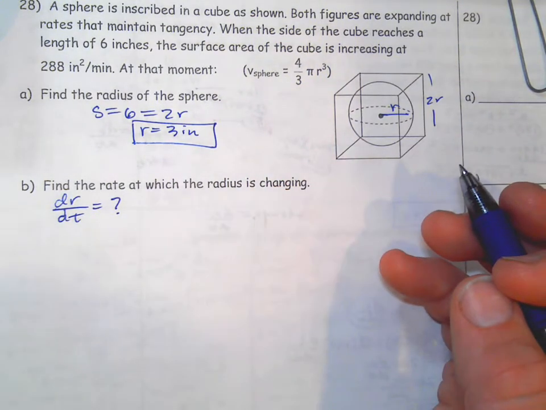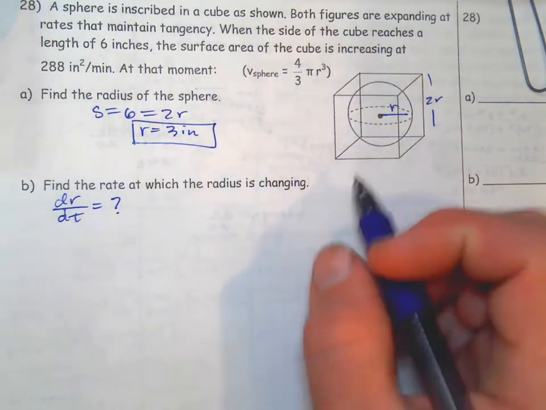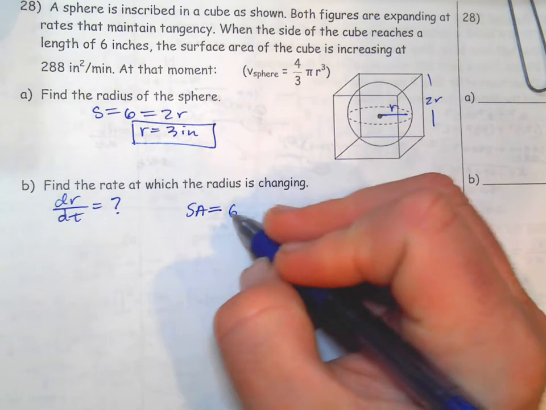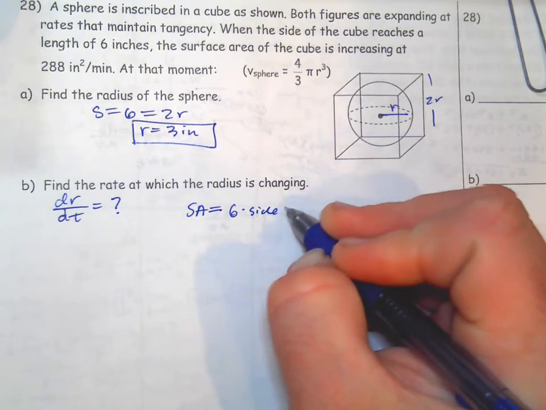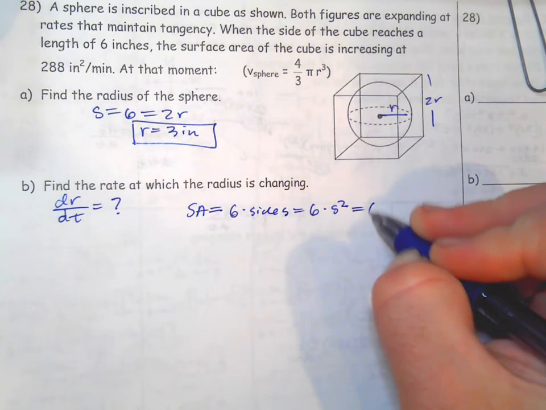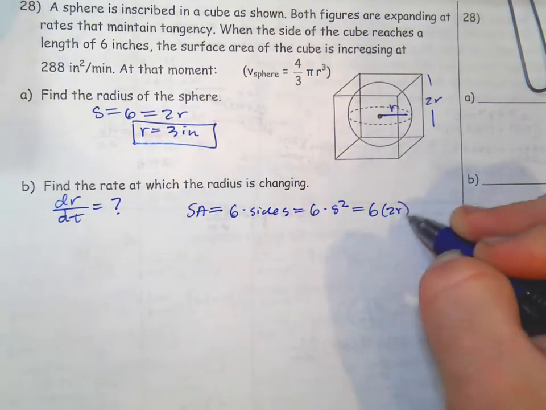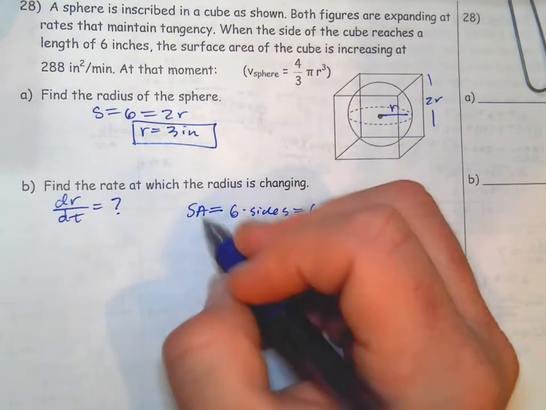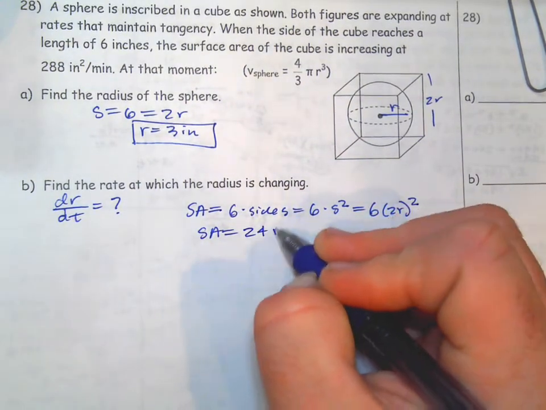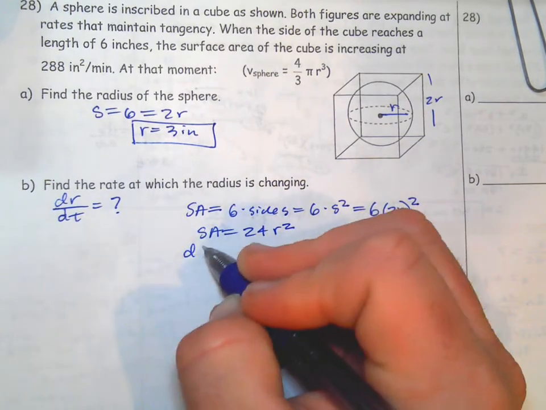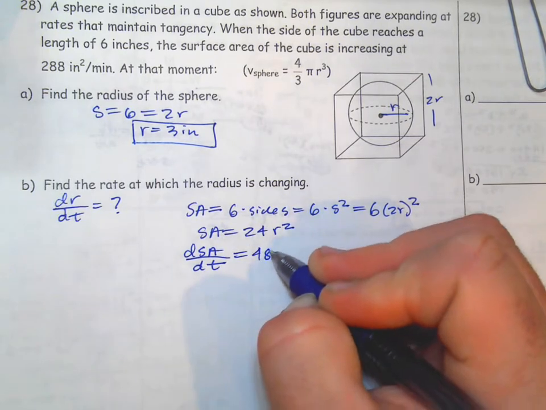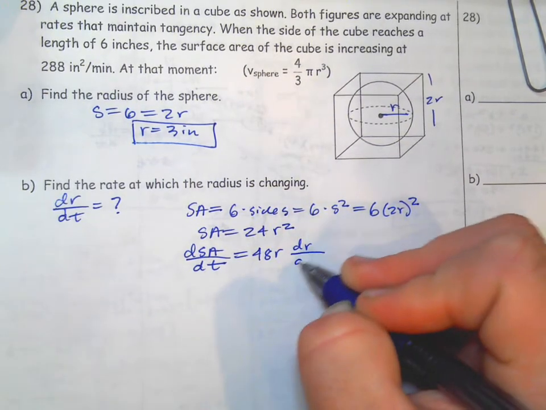So we have the surface area of the cube. 1, 2, 3, 4, 5, 6 sides, right? Each side is side squared. We could change it to r: each side is 2r, and then squared. So the surface area equals 24r squared. If we take the derivative of the surface area, because they gave it to us, we get 48r dr/dt. Perfect. So we can find dr/dt.